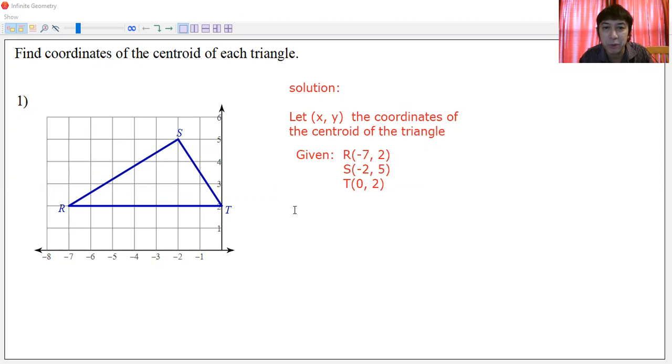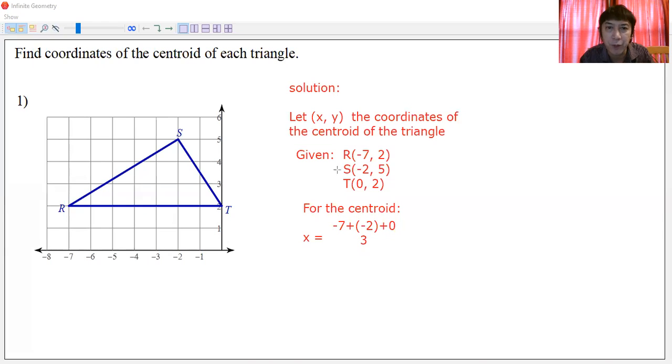We can now start computing for the coordinates. Now this will be for the centroid. We have x is equal to. Let's put the numbers for the x values. We start with -7 plus the -2 plus the 0, and this will be divided by 3.